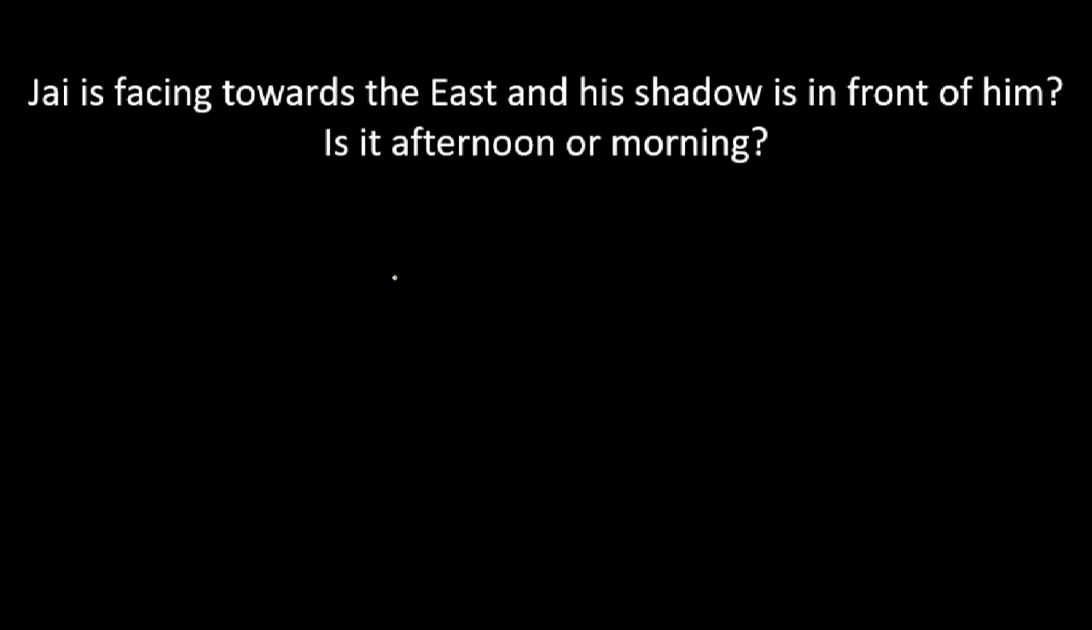Jay is facing towards the east and his shadow is in front of him. This is his shadow. It is in front of him. Is it afternoon or morning? So definitely the sun is behind him. So it is afternoon time, because morning sun is on the east and during afternoon sun is on the west. Now let's have a look at another scenario.